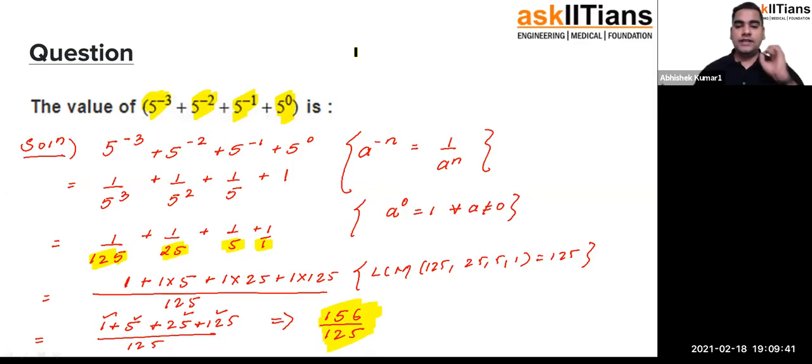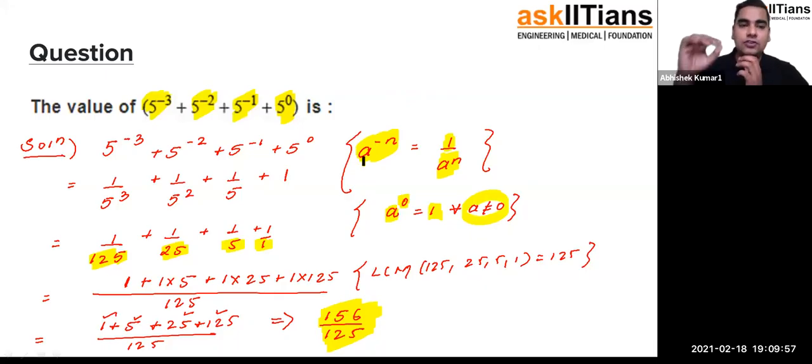So what are the properties we used? We use broadly two properties. One is a raised to the power minus n, which can always be written as 1 upon a raised to the power n. The second is if a is raised to the power 0, the value will always be 1 for all a which is non-zero. That means apart from 0 raised to the power 0, if you come across a situation where the power is 0, without hesitation you can always write it as 1. Clear? Please go through this solution before we move ahead.